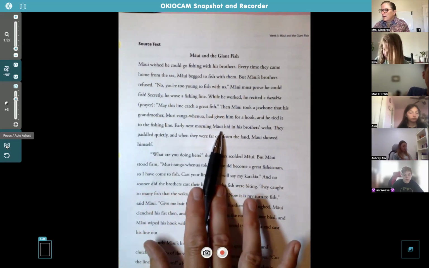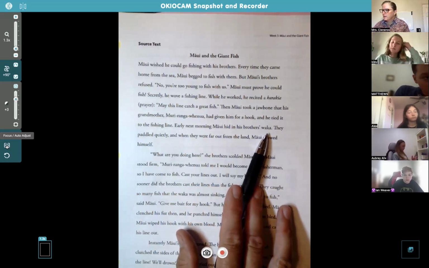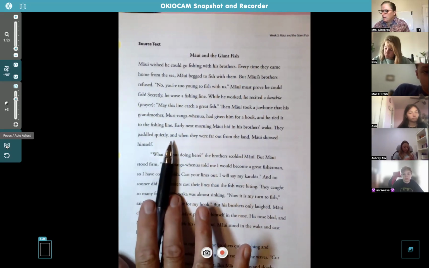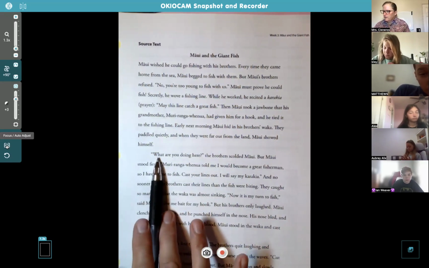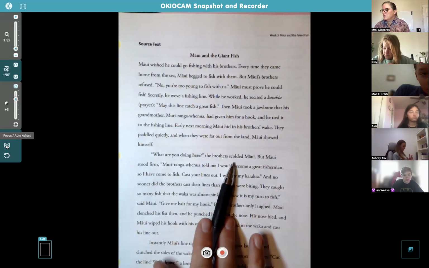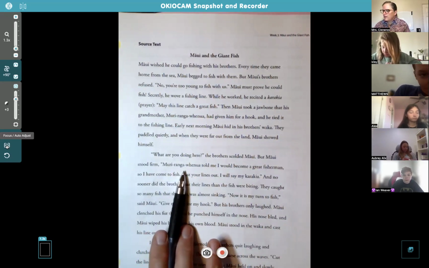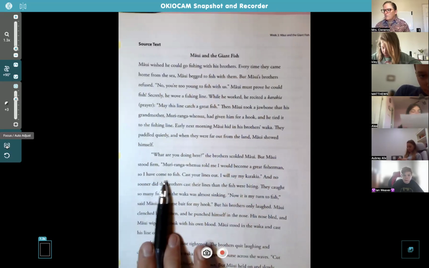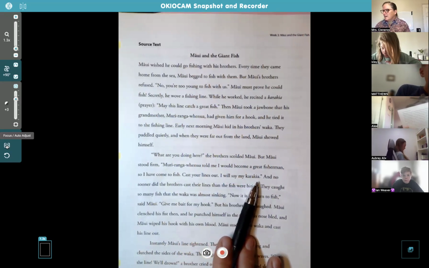Early next morning, Maui hid in his brother's waka. By the way, a waka is a type of boat. Okay. They paddled quietly, so he's hiding inside this boat. And when they were far out from the land, Maui showed himself. What are you doing here? The brothers scolded Maui. But Maui stood firm. Muri Ranga Wenua told me I would become a great fisherman, so I have come to fish. Cast your lines out. I will say my karakia.